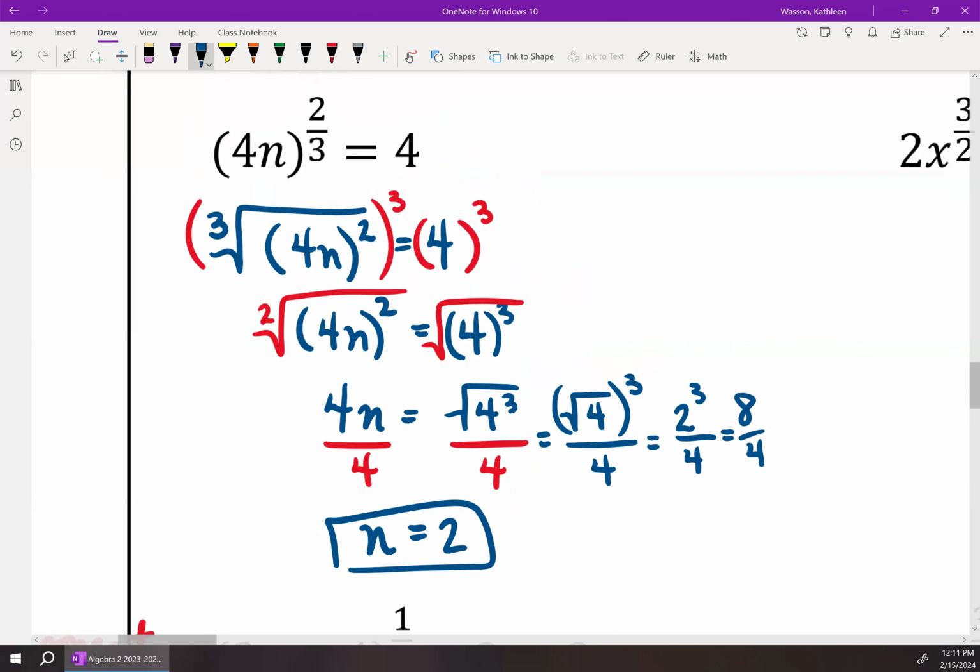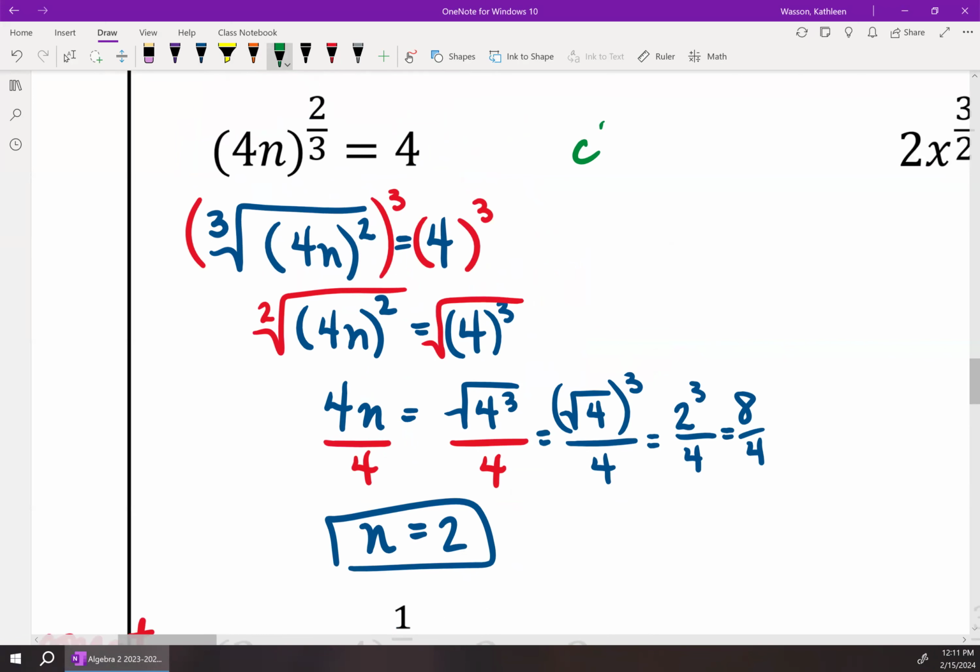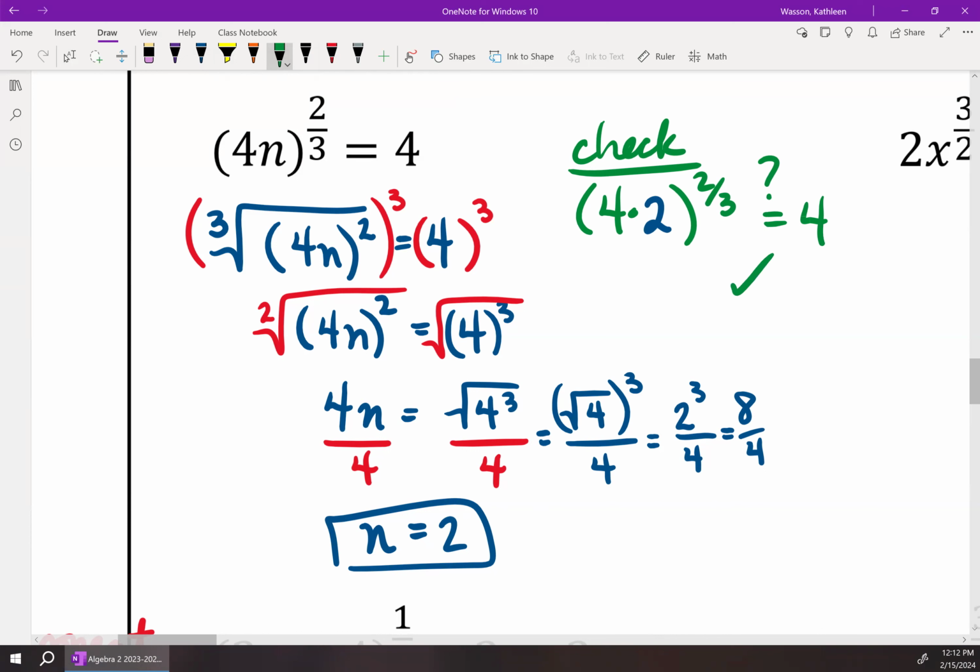Last step of solving equations is to check your work. To check, we'll put 2 where n is in the original equation. So I have 4 times, we found that n is 2. This is raised to the 2/3 power, and I just need to make sure that this is equal to 4. This is 8 to the 2/3. You can put this in your calculator. It's just a quick check, and it is equal to 4.